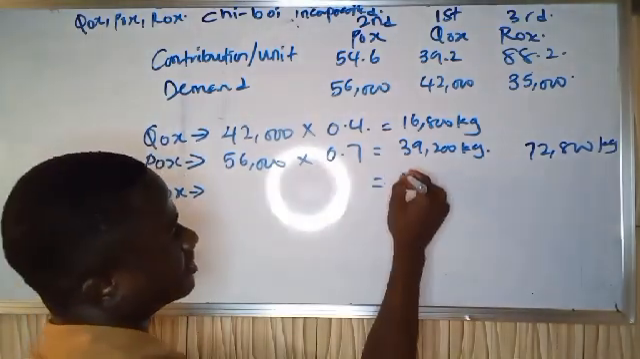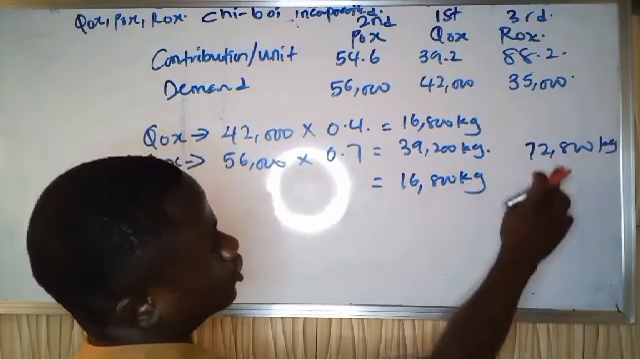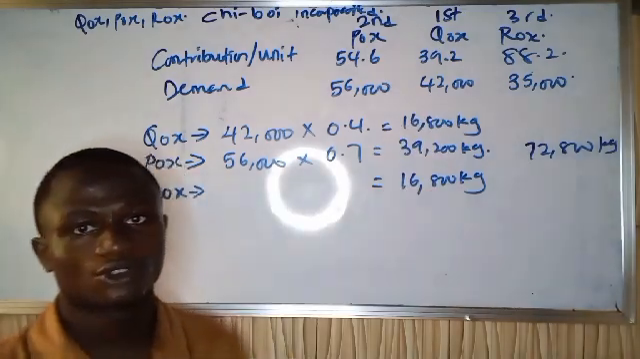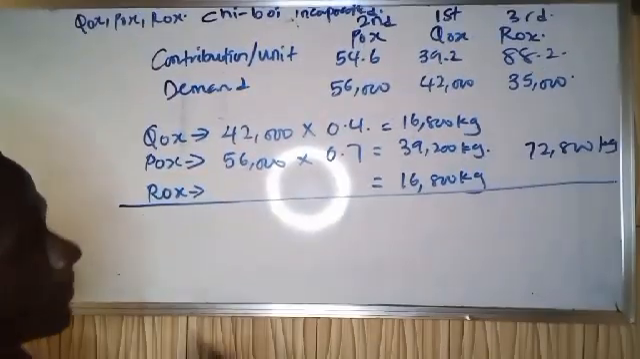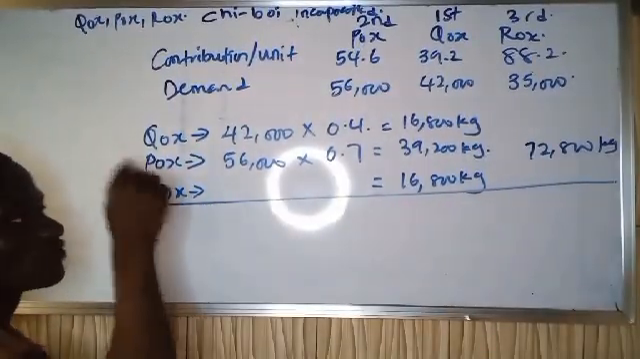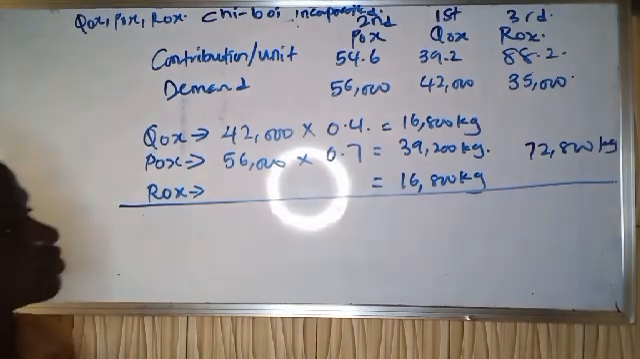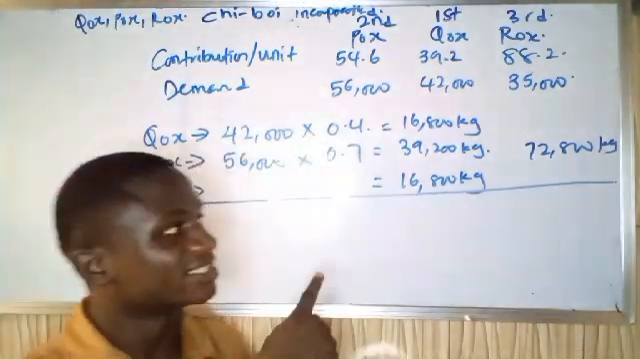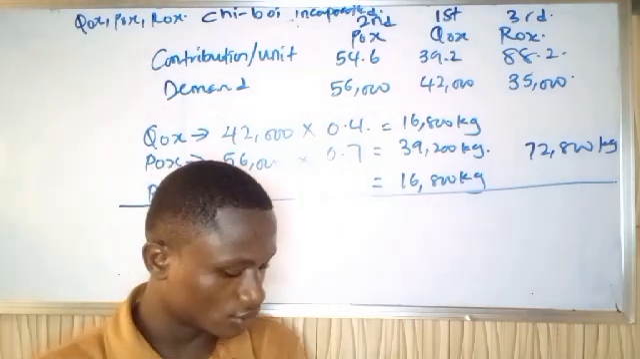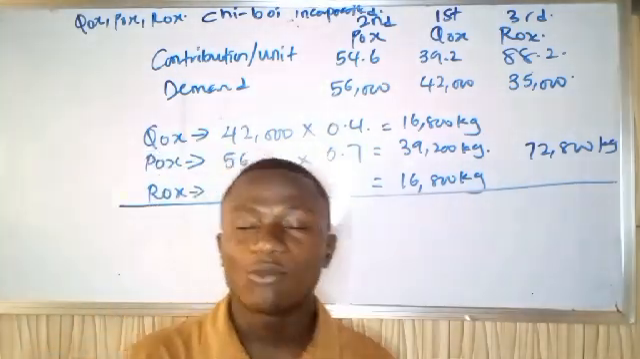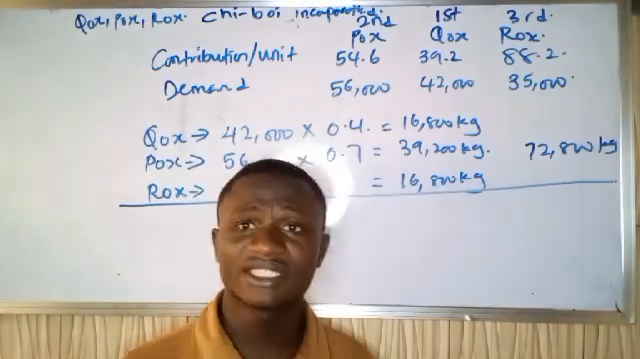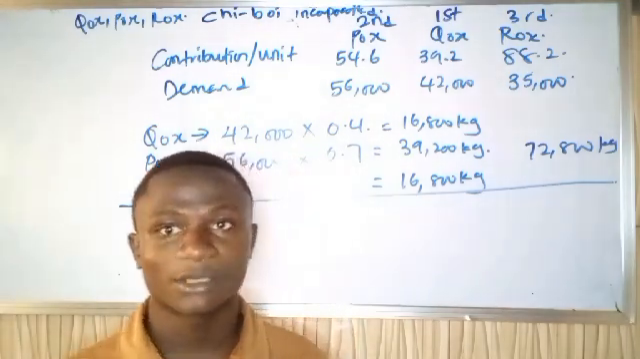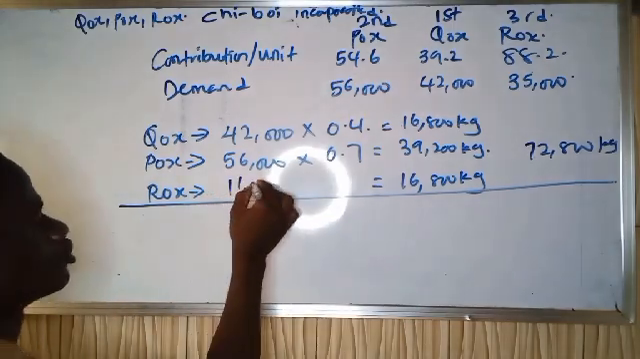And the rest is 16,800 kg. So how are you going to get that? 72,800 minus this and this will give you 16,800 to produce rocks. So with 16,800 kg, how many rocks will we be able to produce? We already told in the question that the raw materials necessary for producing one rock is 1.5. So 16,800 divided by 1.5 will give me the quantity I'm going to produce, and that is 11,200.